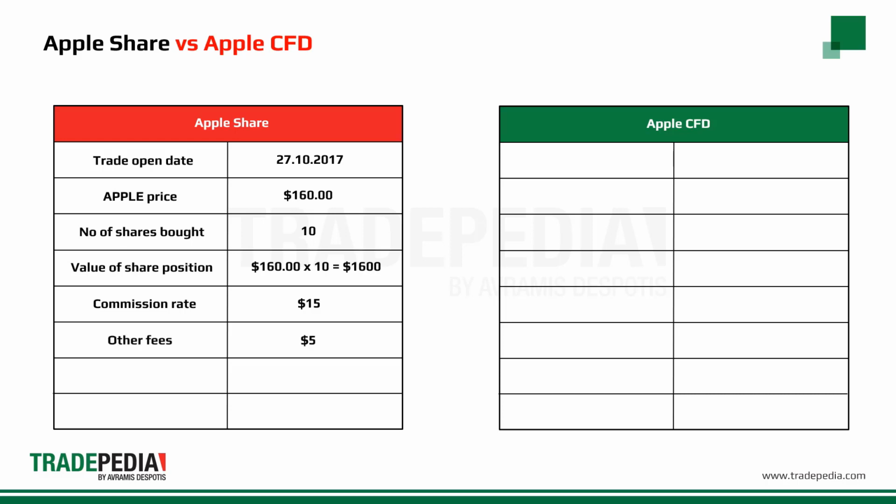Other fees equal $5. Since no leverage is provided, the margin requirement is 100%. So total amount payable is $1,600 plus 15 plus 5, which equals $1,620. Now let's look at what happens when we trade the Apple CFD.